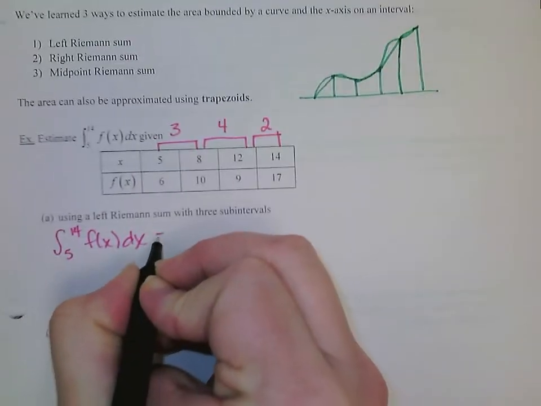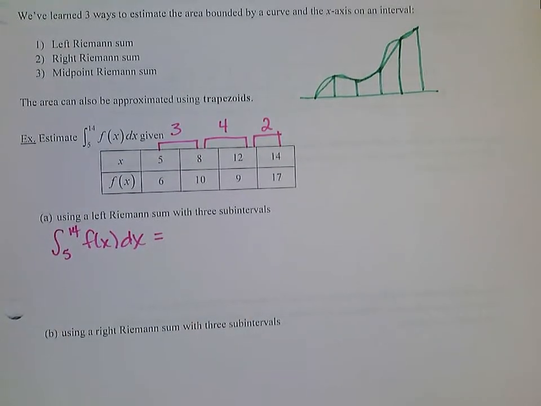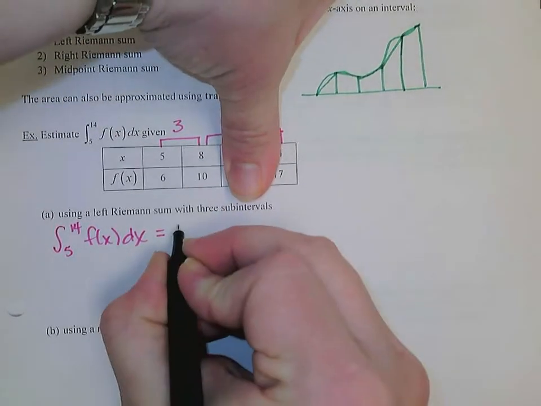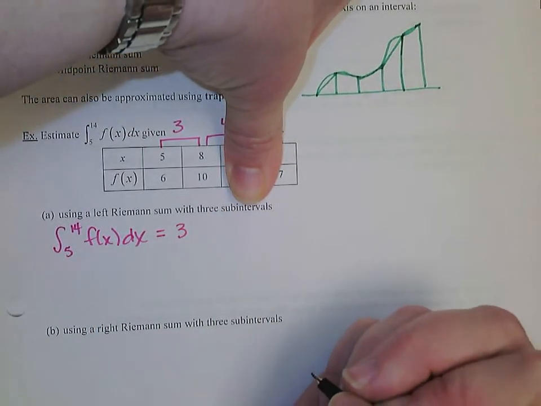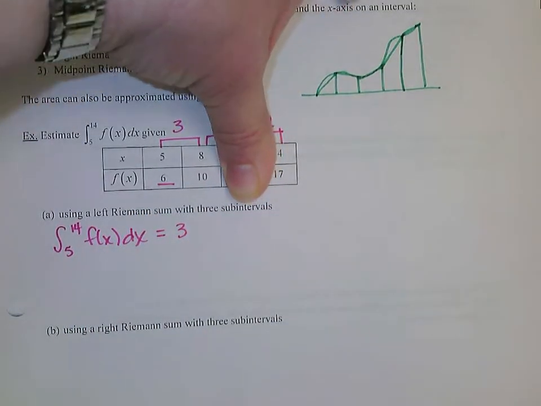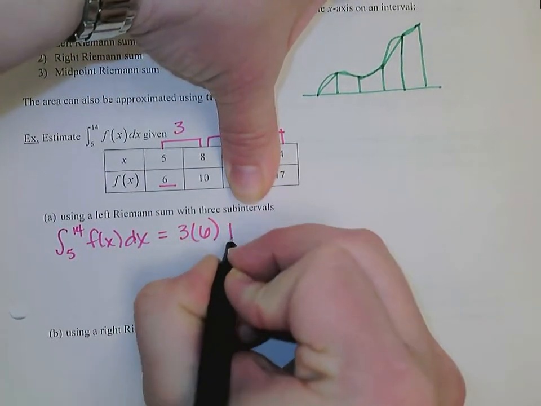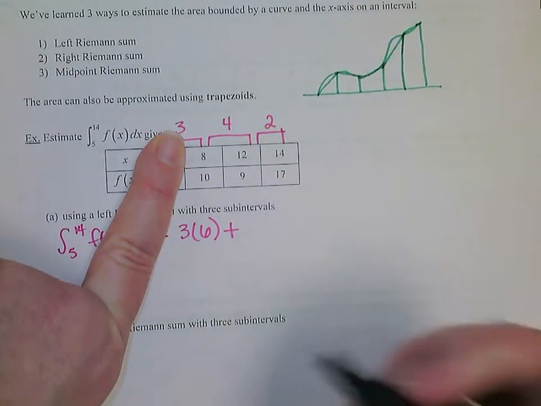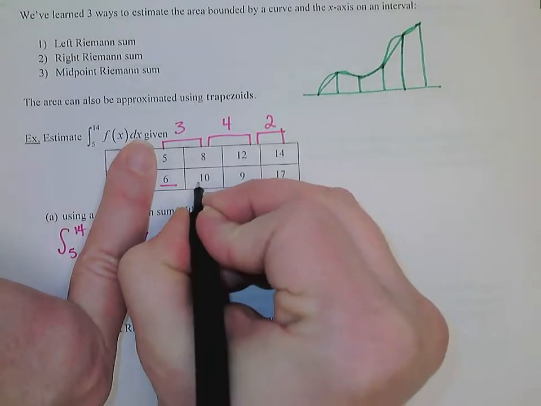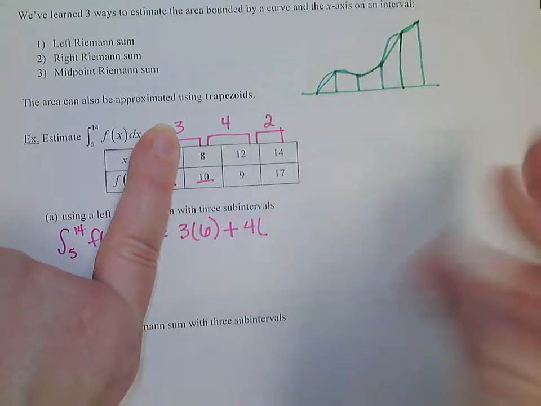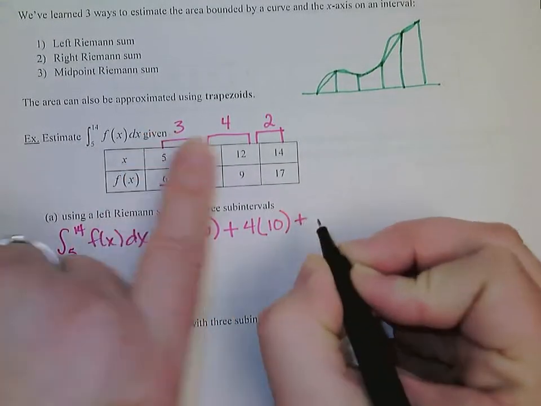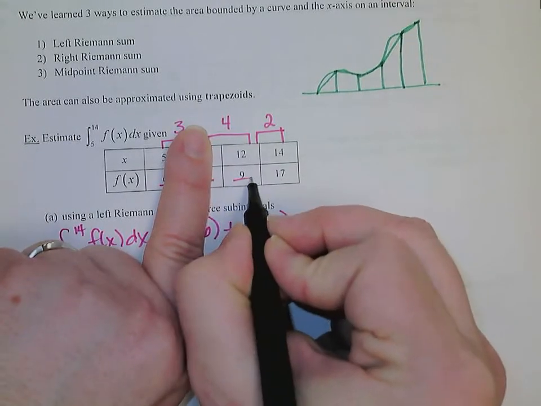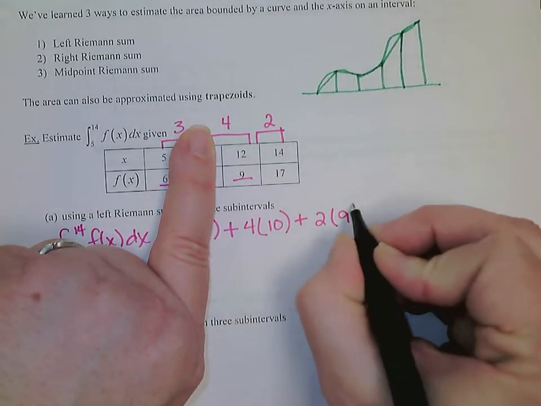So if I'm using a left Riemann sum, I'm doing the area of a rectangle. Its base will be the width of the partition. So for my first partition, the base has a width of 3. And the height of my rectangle will be the left endpoint's function value. So 6. My next partition from 8 to 12 would have a width, a base of 4, and a height equal to the left function value, 10. And then finally, my last partition has a width of 2 and a height equal to the function value of the left endpoint, which would be 9.